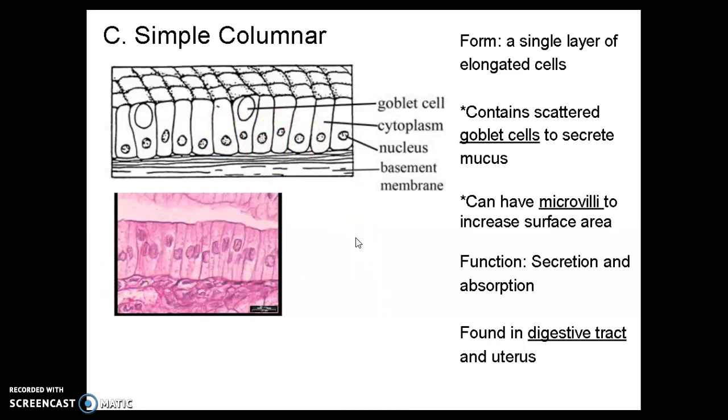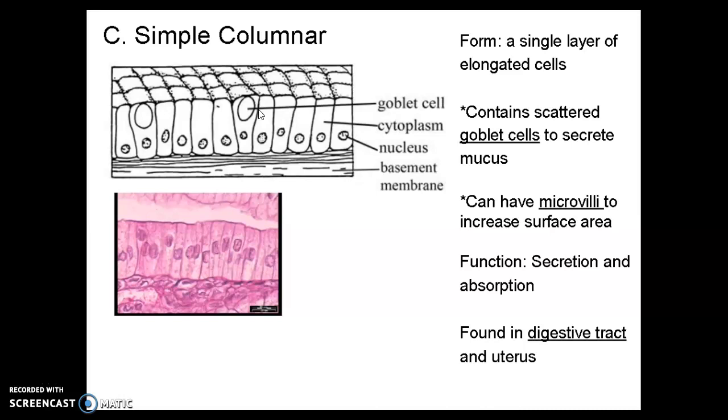Sometimes these can have scattered goblet cells that secrete mucus. So here is a picture of a goblet cell. They have these big pockets that are filled with mucus. And so different linings that need to be kept moist with that mucus have a lot of goblet cells in that epithelial tissue.